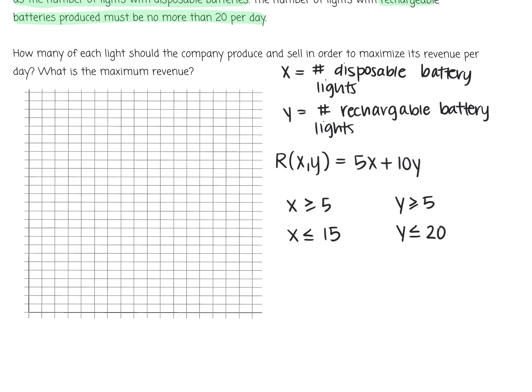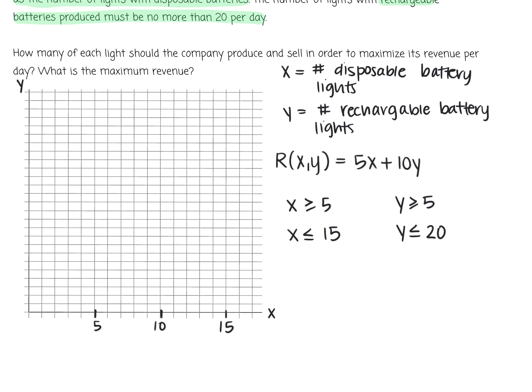Now I want to go ahead and graph those inequalities in my graph here. I'm going to label my bottom axis, my x-axis, and then the side, my y. Now I need to come up with a scale. I can have each line represent 1. I do have enough spaces, so I'll go up to 15. This is where 0 is.